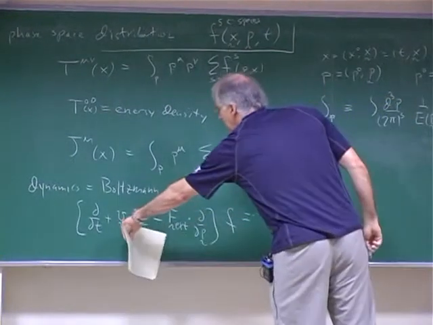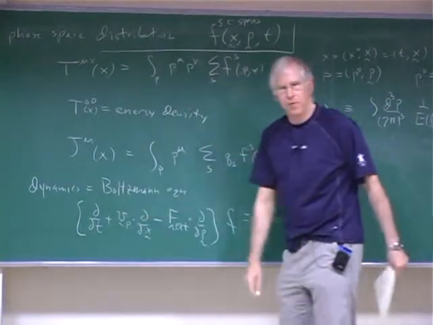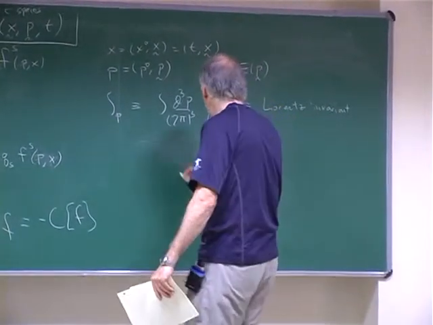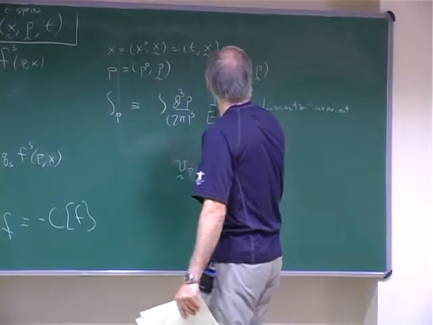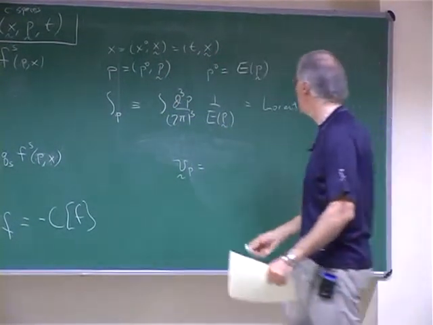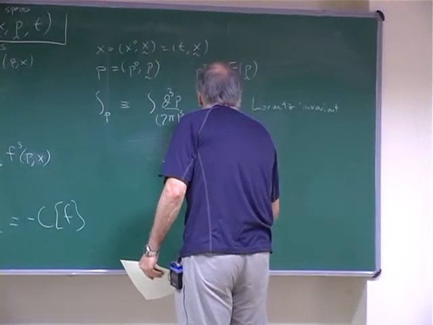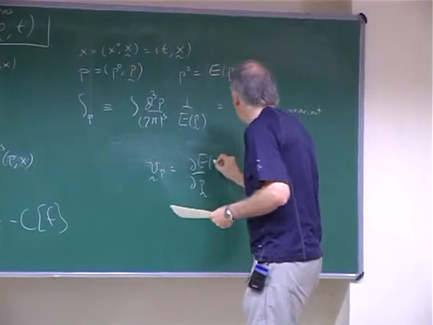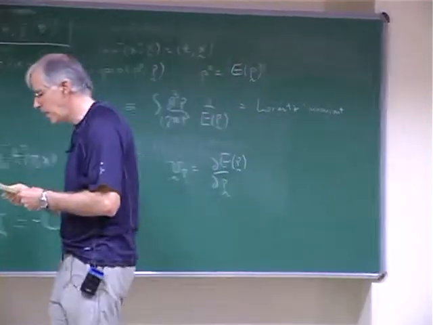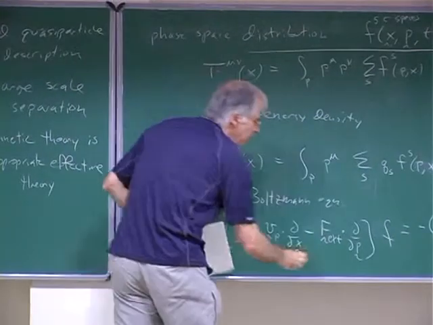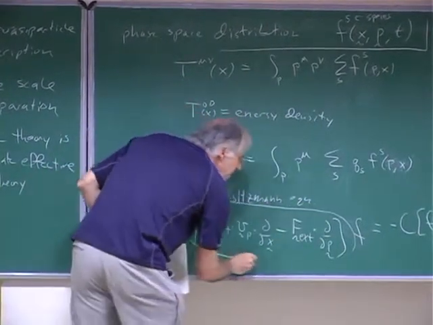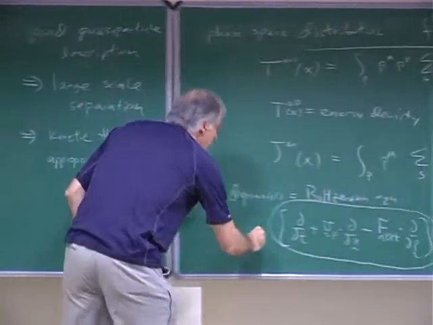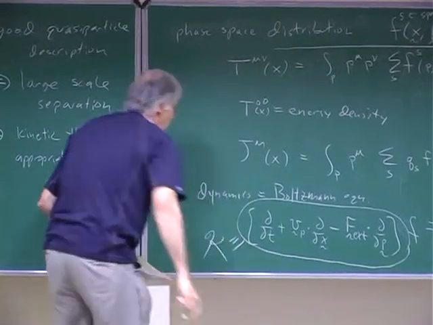And hiding here, these first two terms form what's often called a convective derivative. You need to know what the velocity of your excitation is. But if you know the dispersion relation, then you know the velocity. More precisely, group velocity. And just so I don't have to write it out again later, let me give a name to that differential operator. For no particularly good reason, I'll call it script K.